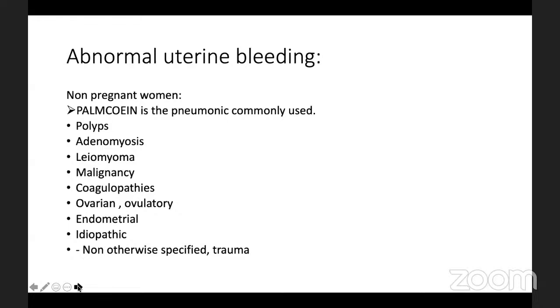Then we've got adenomyosis and leiomyoma, which is the same group. So adenomyosis is more or less your glands which are within the myometrium that cause a globular uterus that we usually see with adenomyosis. Then leiomyoma is the fibroids as we know them. And then other causes of bleeding are malignancy, especially in gynecology, we're looking at cervical cancer and endometrial cancer causing bleeding. Then we've got coagulopathies.